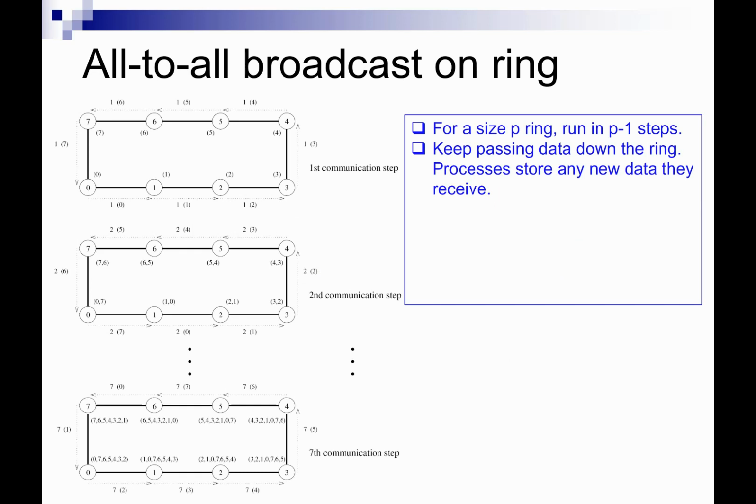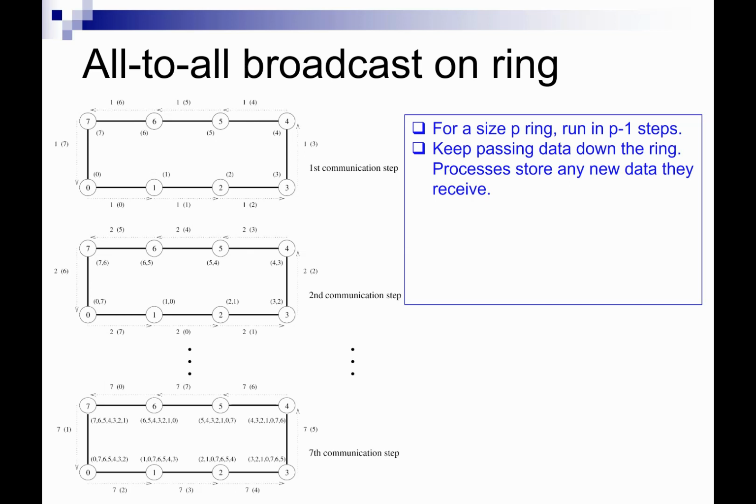Okay, so next we're going to look at the problem of all-to-all broadcast on the ring. What I mean by this is that every process wants to do a broadcast. So process 0, for example, has a value, and it wants to send this value to all the other processes. Likewise, process 1 has a value, and it wants to send that to all the other processes. So every process starts with a single value, and it wants to send that single value to all of the other processes.